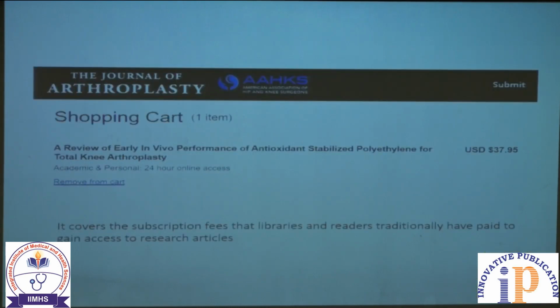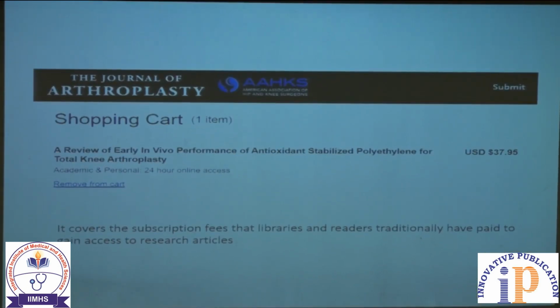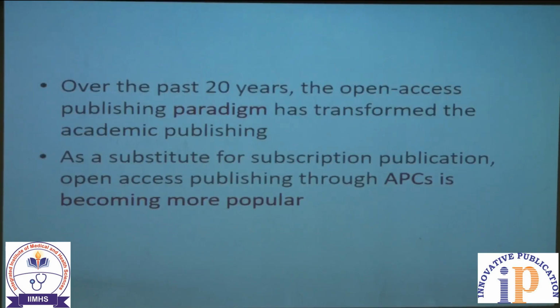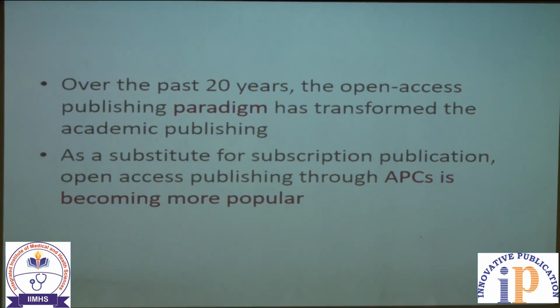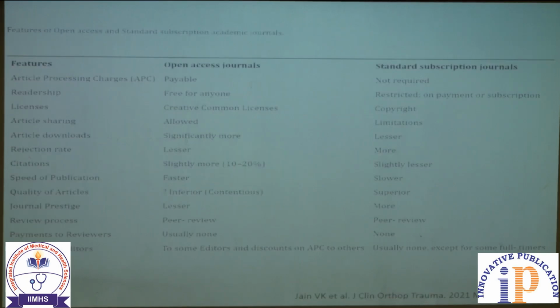This is how the subscription based model works: whenever we ask for any article, they charge. There are certain charges per article, so it will be a costly affair. There is a paradigm shift, and it has now transformed academic publishing. As a substitute for subscription publication, open access publishing through the article processing charge is now popular. These are the major differences.